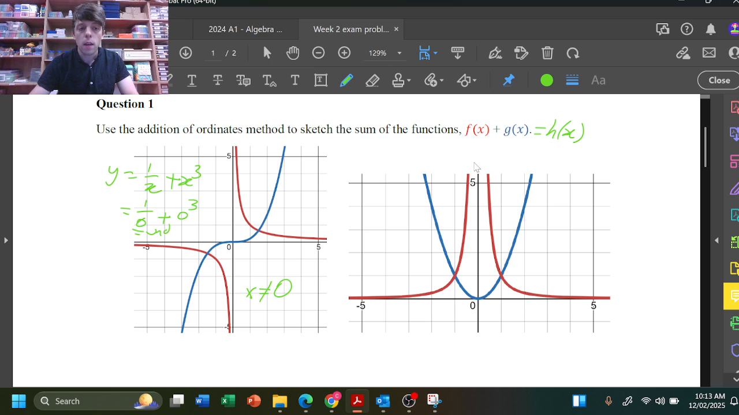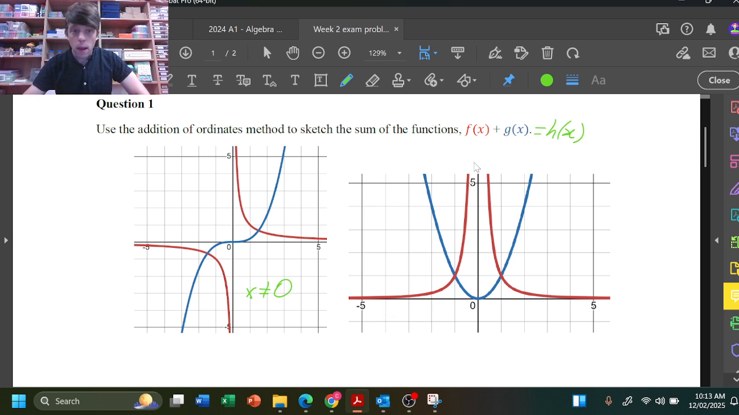This is undefined. So the point being, when we add or combine functions in different ways, the two functions we're combining need to both be defined. So that's a long way of saying that this graph will not be able to be sketched along this asymptote x equals 0. Okay, but what about the rest of it?